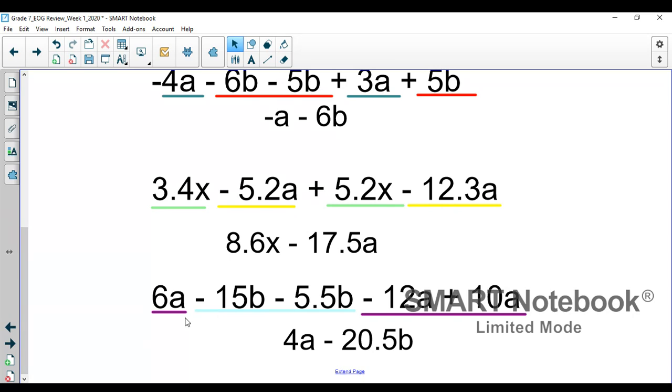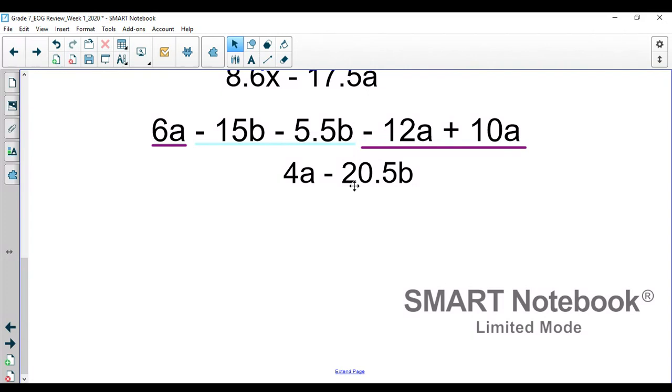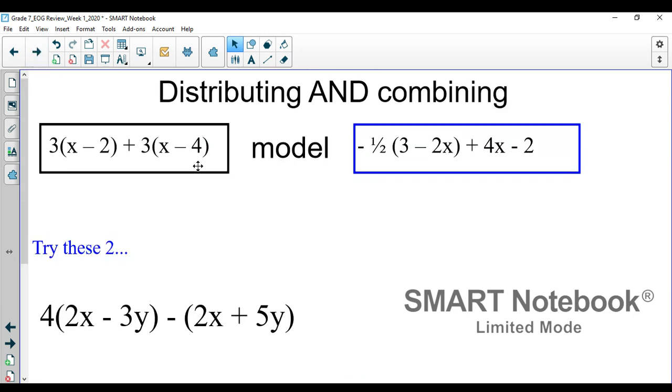And the last one, 6a, let me go ahead and scroll up to make it easier to see. 6a minus 12a plus 10a gives you 4a, and negative 15b minus 5.5b gives you negative 20.5b. Combining like terms is a really simple method that we've done again and again this year. Same with the next slide, which is distributive property.